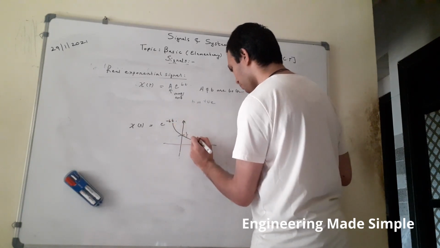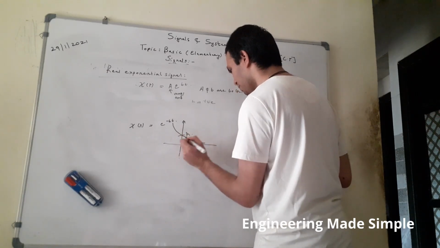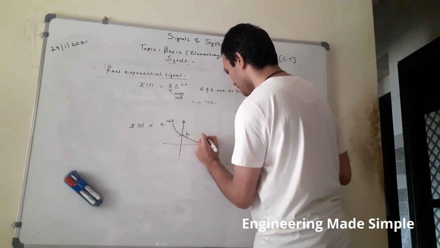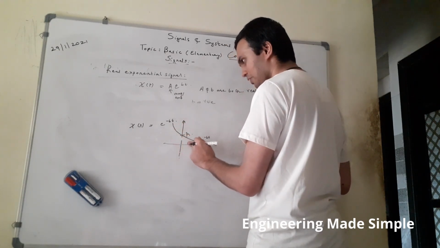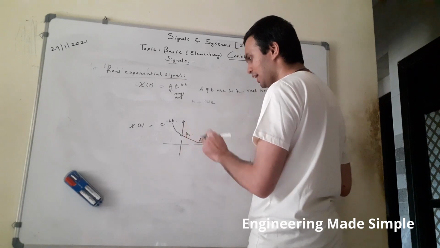So this is the plot for a e raised to minus bt. It is starting with high amplitude, but it goes on decaying. So it is a decaying exponential or decreasing exponential.